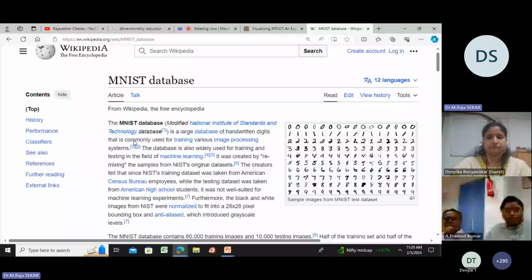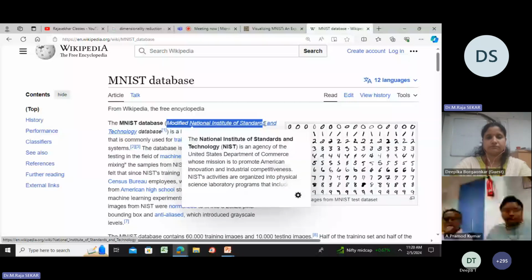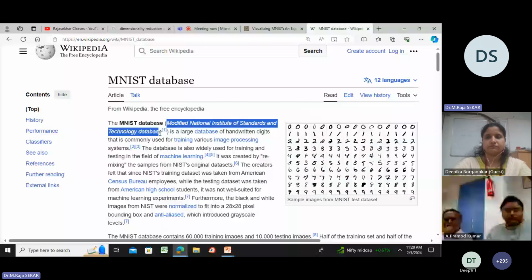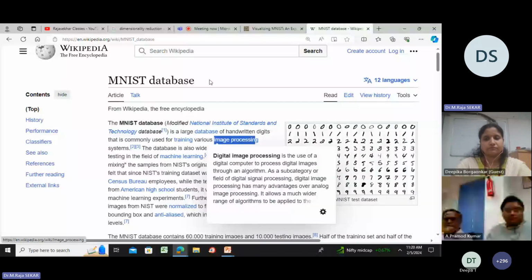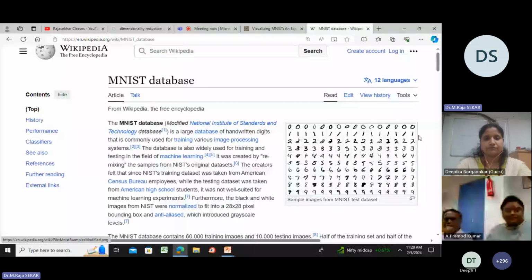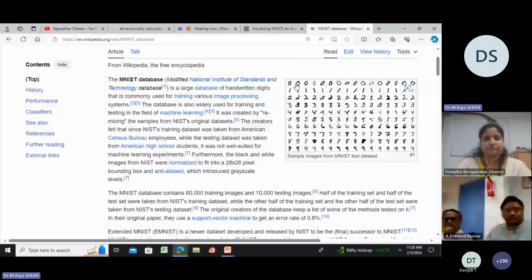What is this MNIST? MNIST means Modified National Institute of Standards and Technology database. It is one of the important data sets in image processing, machine learning, data science, artificial intelligence. Basically, all these digits are handwritten digits. People may write 0 in a different manner, people may write 1 in a different manner, people may write 2 in a different manner. Different people may write these digits in different manners.